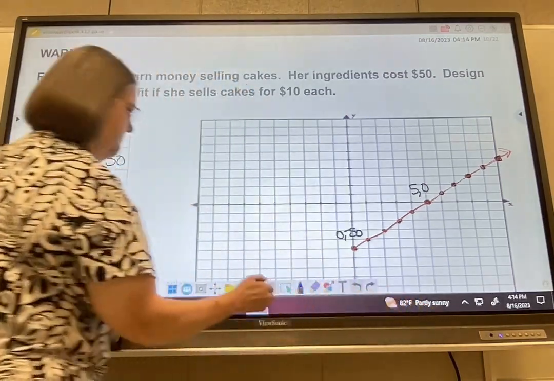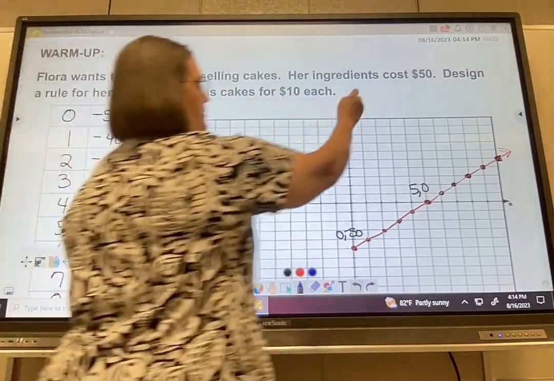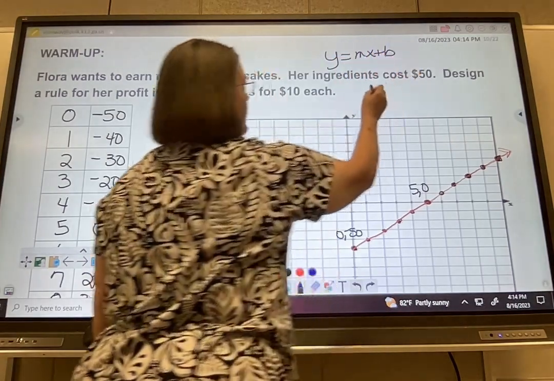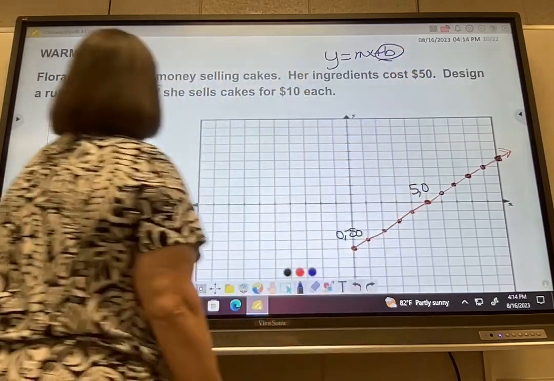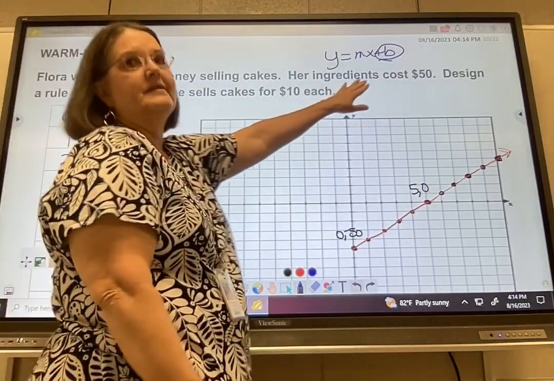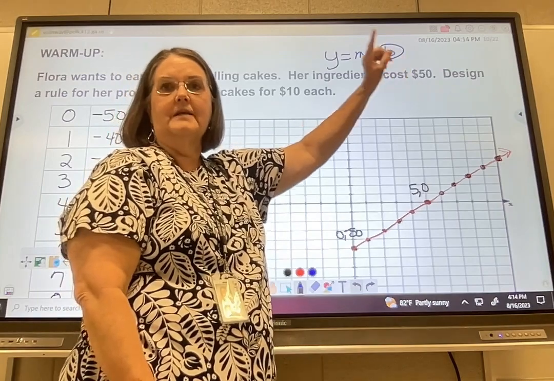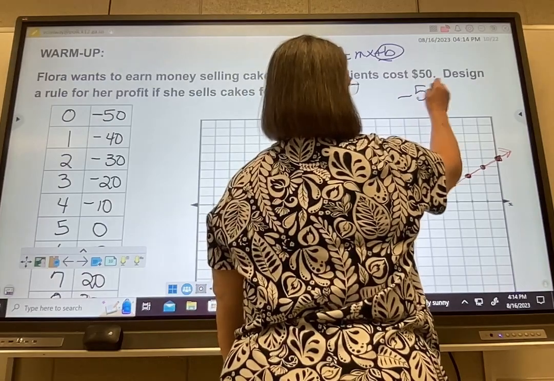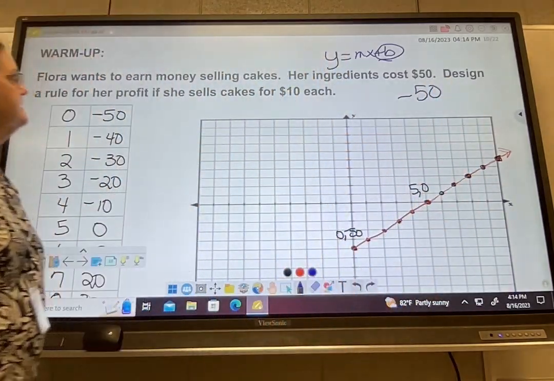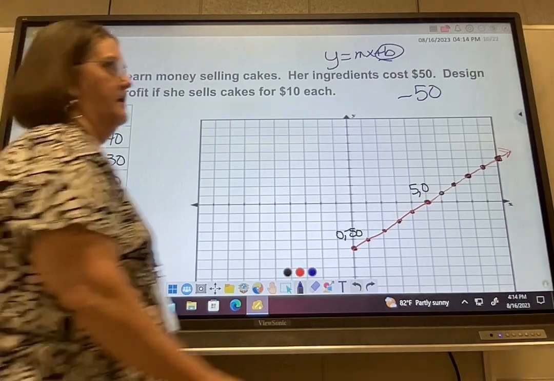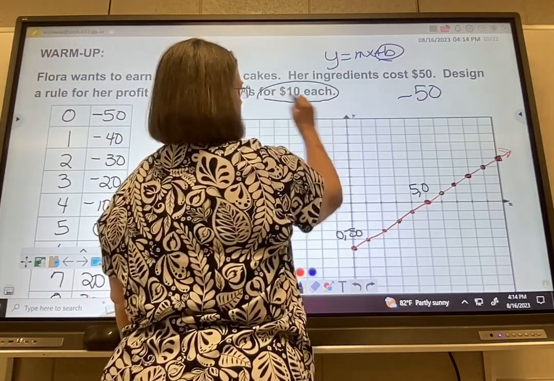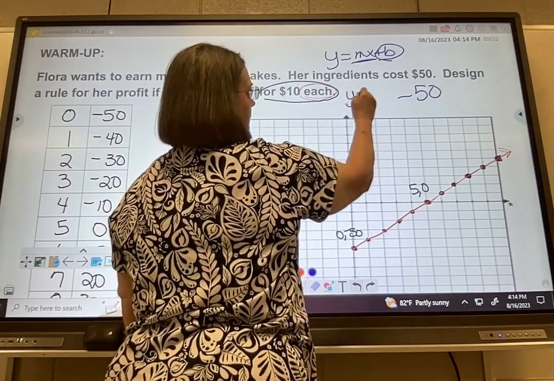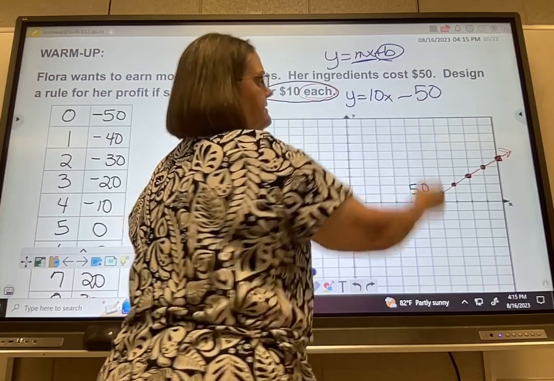So the rule, remember, is in the form of y equals mx plus b. And this is her starting point. It's her y-intercept. Her ingredients are costing her $50, so she doesn't have plus 50. She has minus 50 on the end. And she is selling her cakes for $10 each. That's a positive thing, so it's going to go up $10 each time. Also, each lets you know that it's the slope. So y equals 10x minus 50.